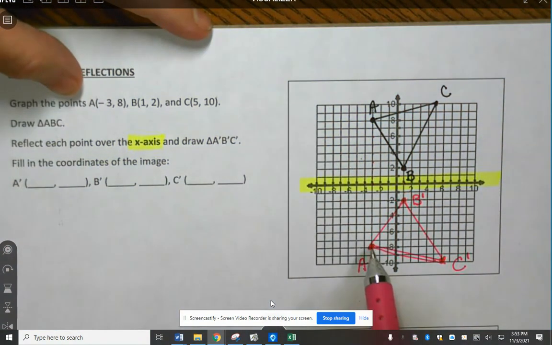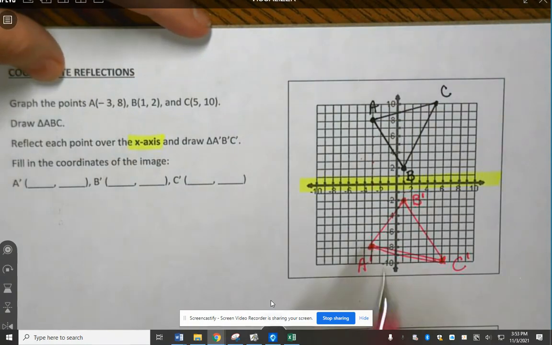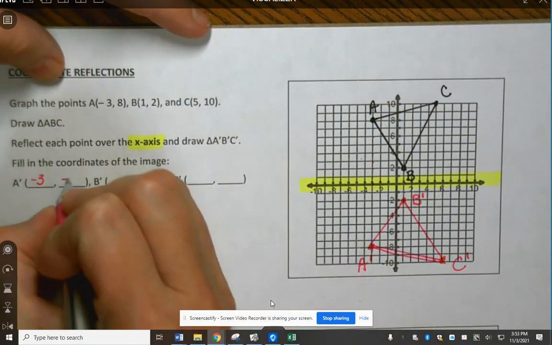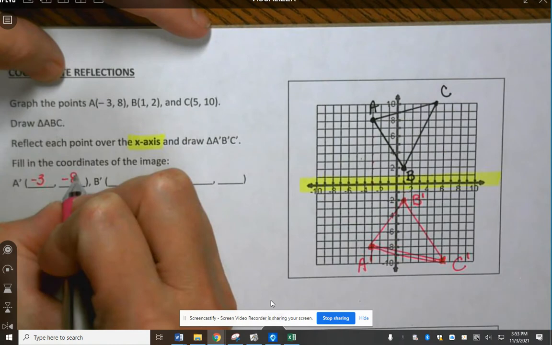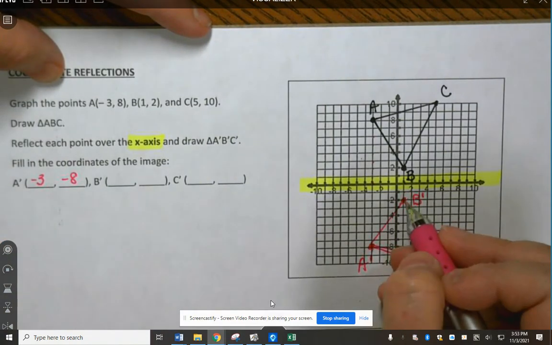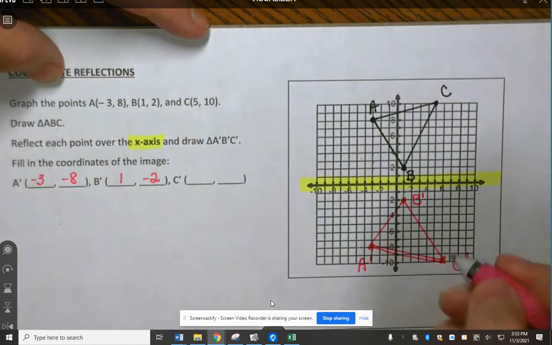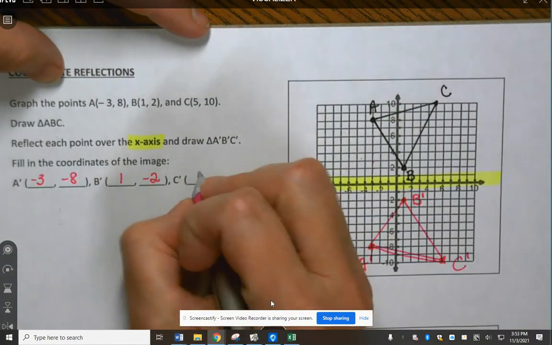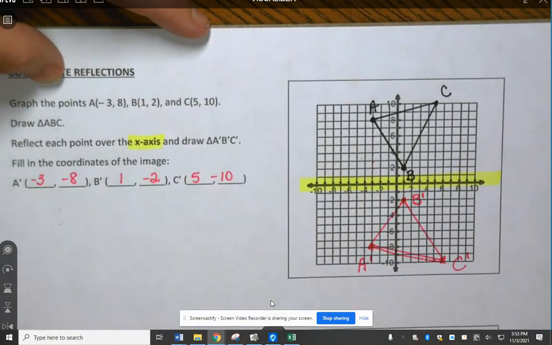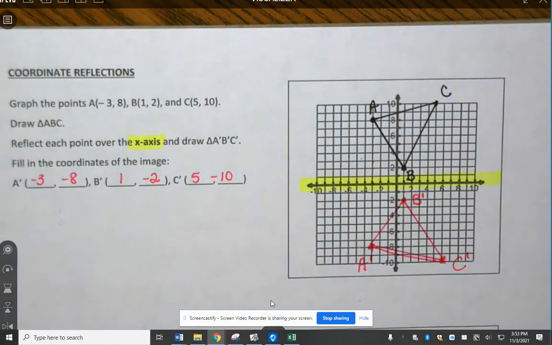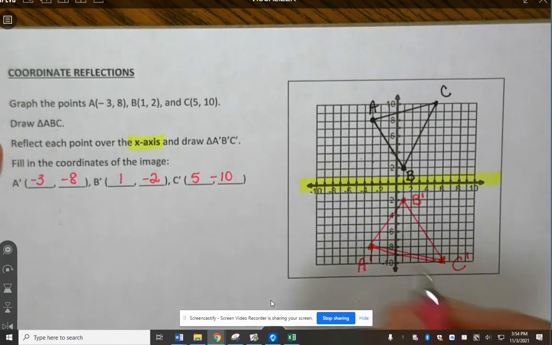All right, so A prime is at -3, -8. B prime is at 1, -2. And C prime is at 5, -10. So some things that I want you to pay attention to are how the x's are changing or staying the same, and what's happening to the y's. Are they changing, and how are they changing, or are they staying the same?